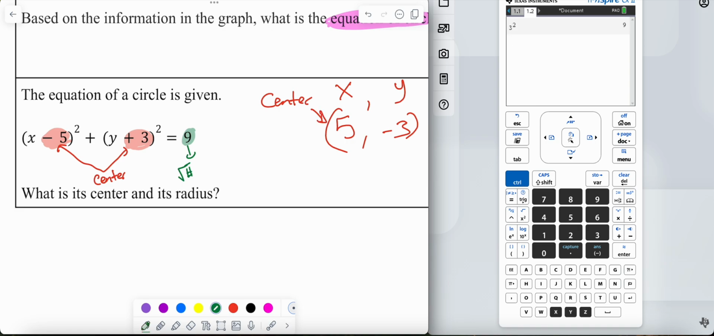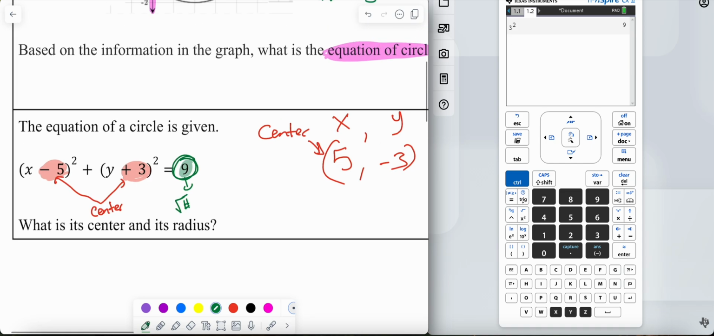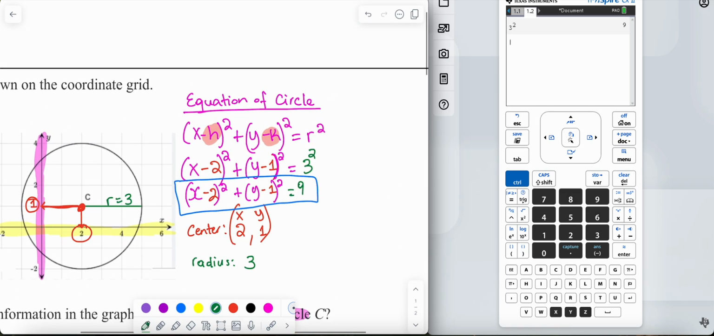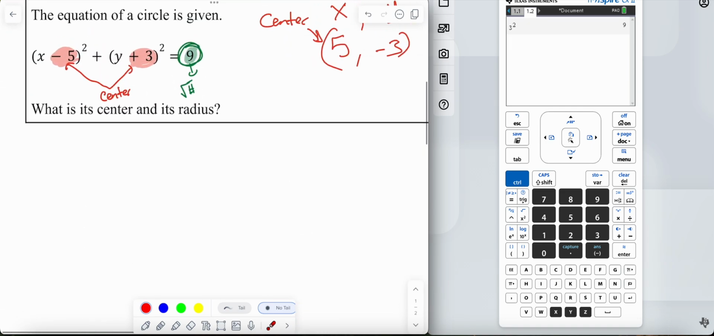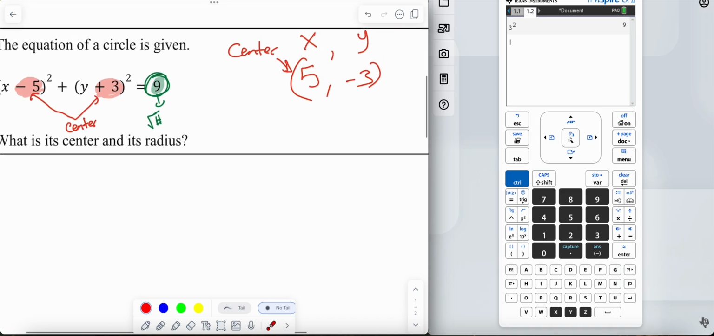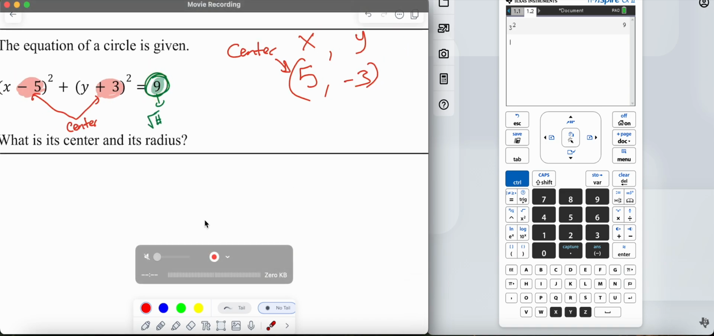Now, your radius, you got to be careful. Your radius is not 9. Remember, in the equation, we had to square it. So like if you go up here, what we did was we took the radius and then we square it. So this is the radius, not the 2. Okay? So, and then we got the 9. So we're going to have to do the reverse. So in short, to get what the radius is, you'll take this.